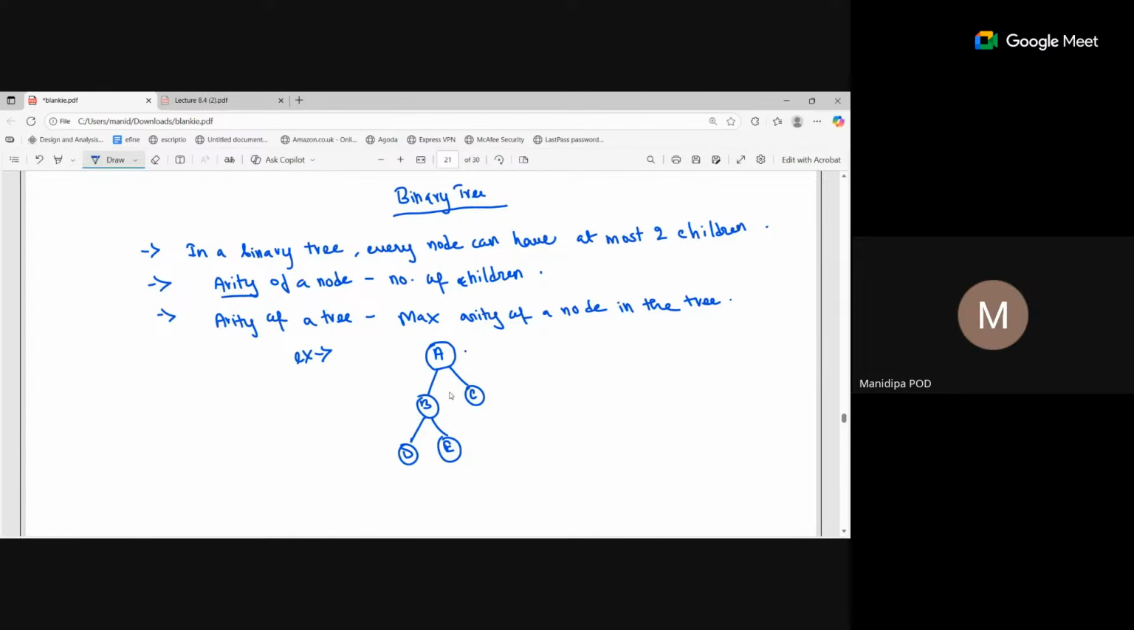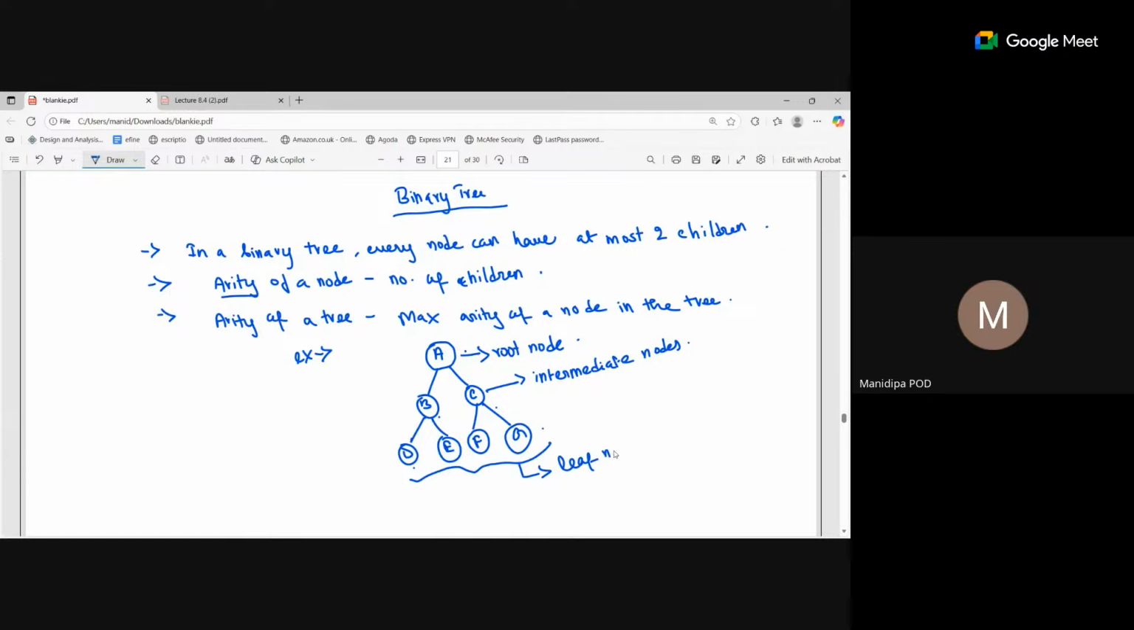So A is the root node. A has 2 children, B and C. B has children D and E. And let's say C also has 2 children, F and G. Okay, so A is the root. Now B and C are, we can say, intermediate nodes. And all of these four, D, E, F, G, are leaf nodes.